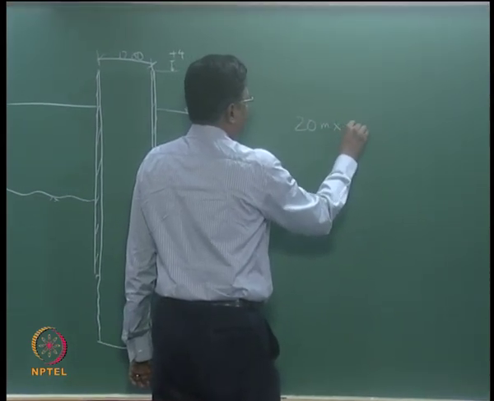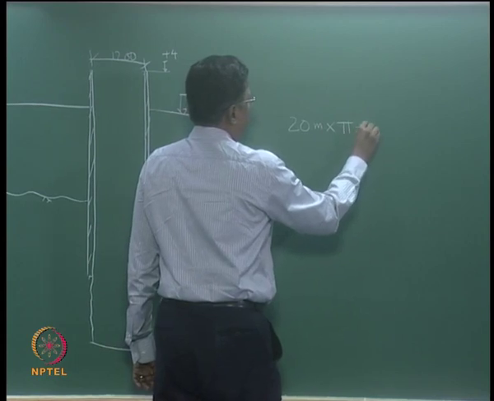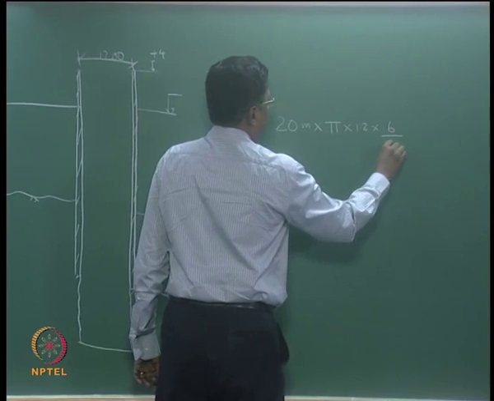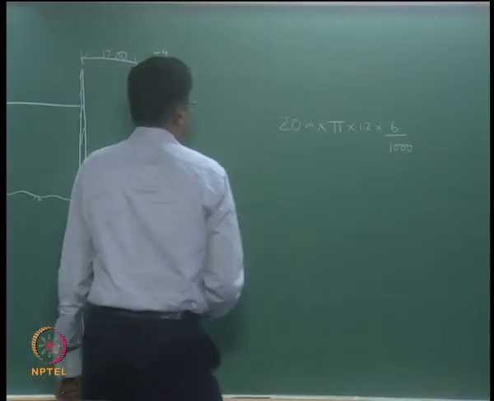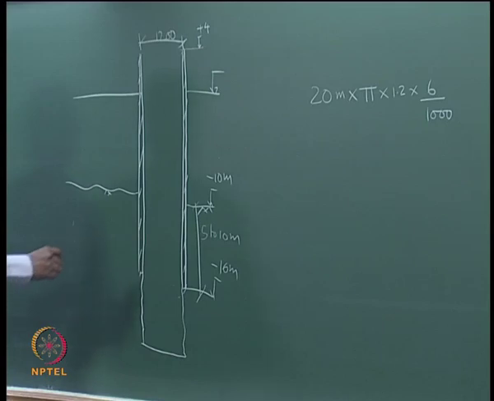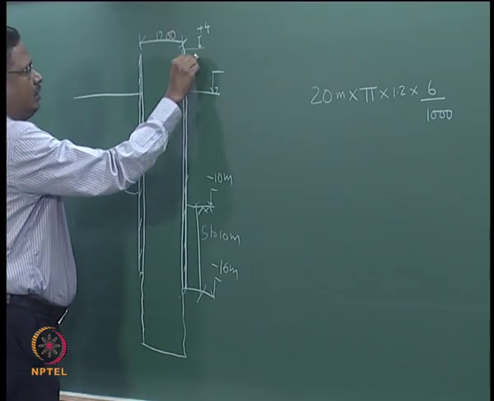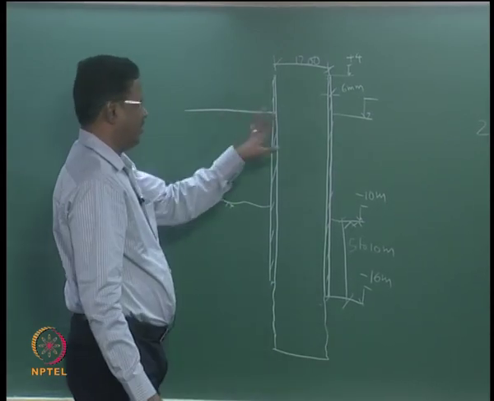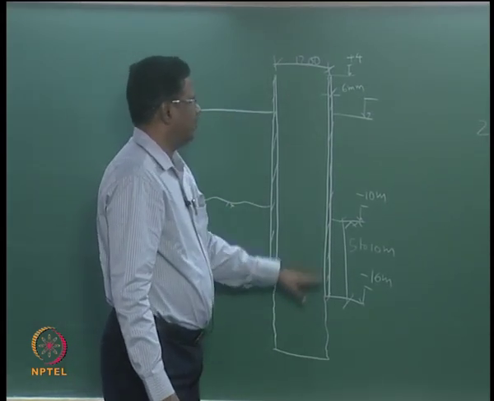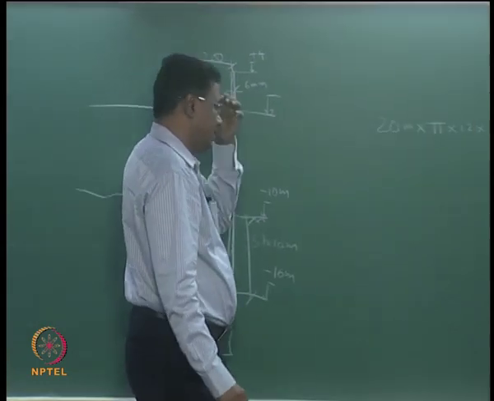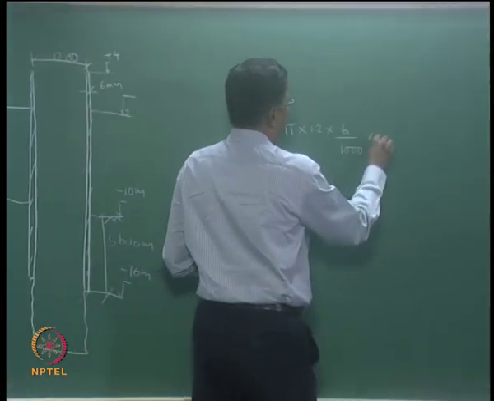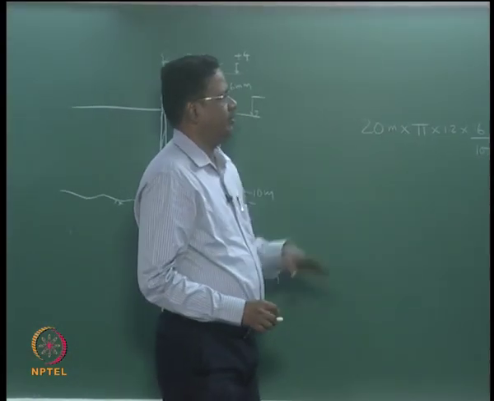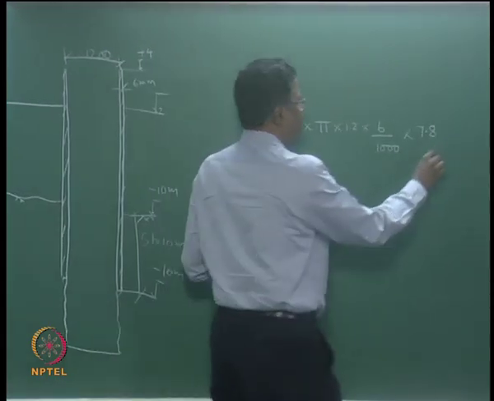then the circumferential area is pi into diameter, 1.2 meter, into 6 mm liner thickness. Suppose the thickness is about 6 millimeter, pi d into t gives the circumferential area, into length of the liner, about 20 meters. This gives the volume, multiplied by 7.8 tons per cubic meter. I have made everything in cubic meter, so this will give some tons.